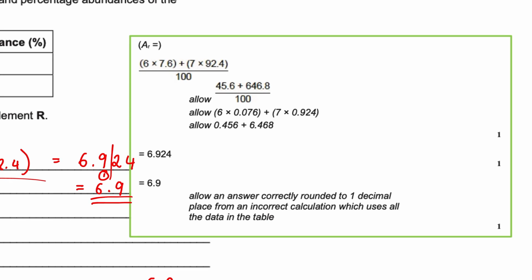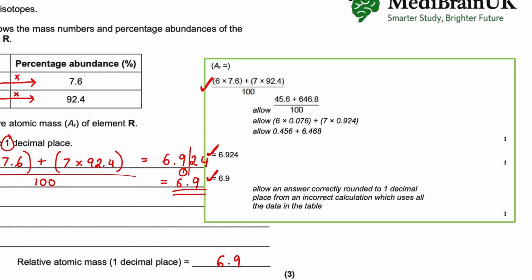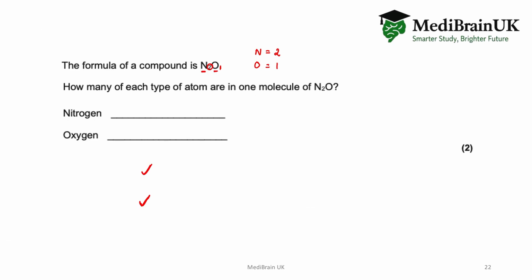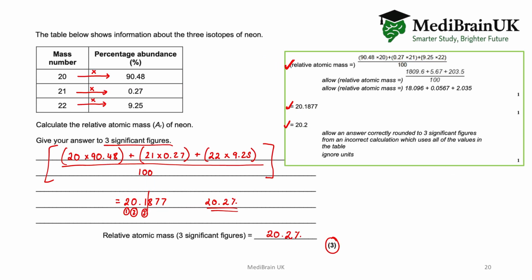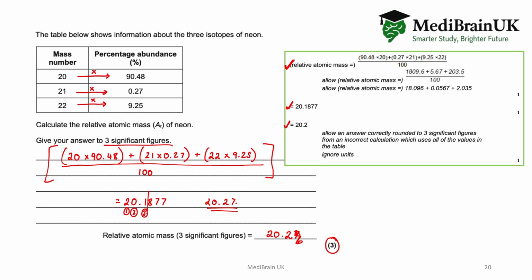When we look at the mark scheme, again, you get a mark for your working out, you get a mark for your answer, and then you get a mark for rounding it to 1 decimal place. As you can see, we've looked at 4 questions so far. Over here, the relative atomic mass, I've just remembered, shouldn't be a percentage. It should just be 20.2.